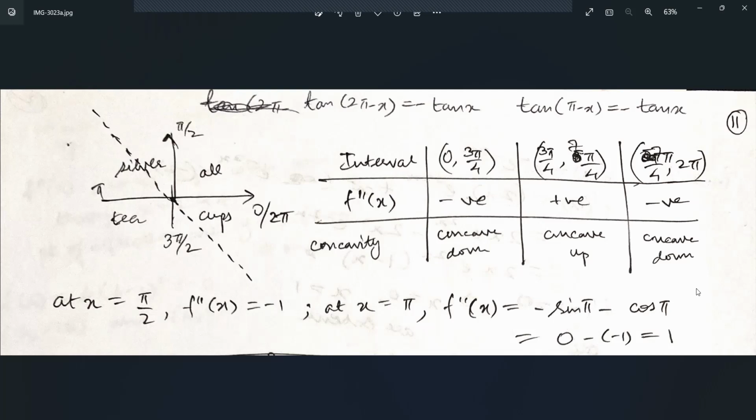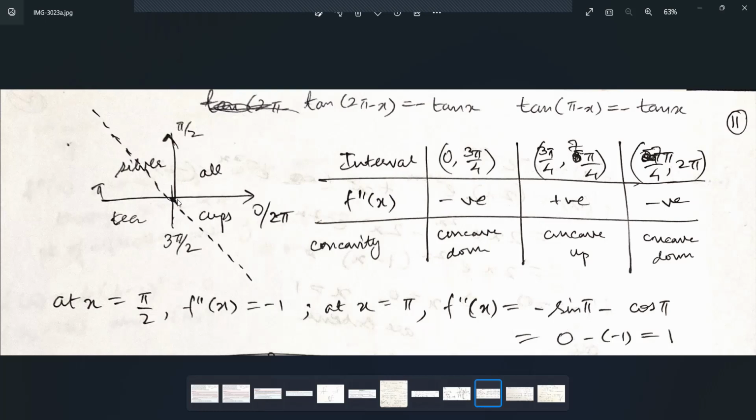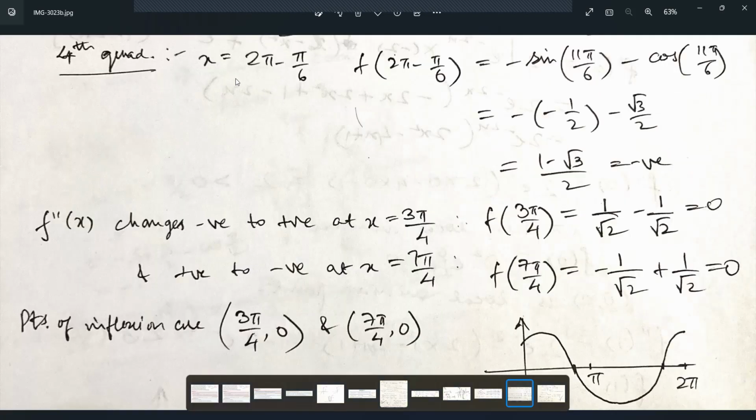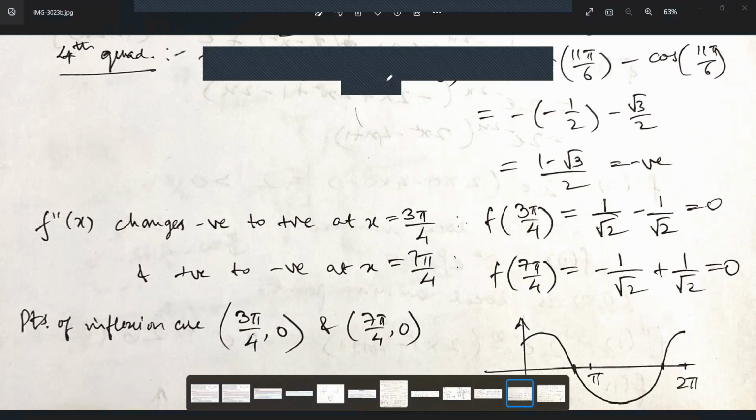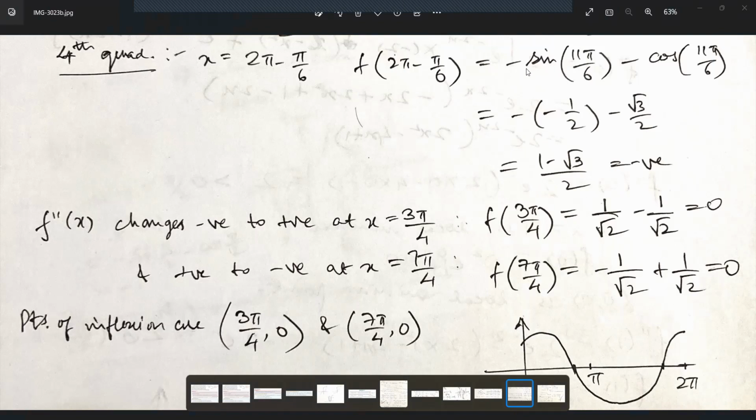The next point is somewhere in the interval between 7 pi by 4 and 2 pi. To find that value, I'm taking pi by 6, or 30 degrees. So the double differentiated value at 2 pi minus pi by 6, f double dash of x, gives minus sine 11 pi by 6 minus cos 11 pi by 6.